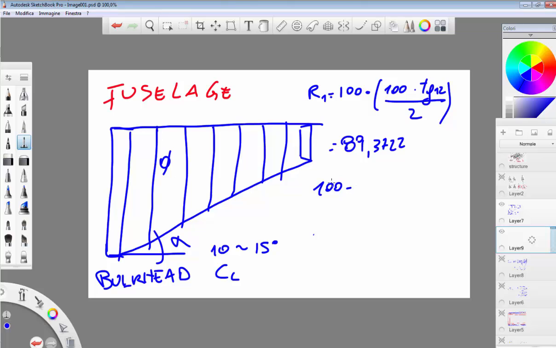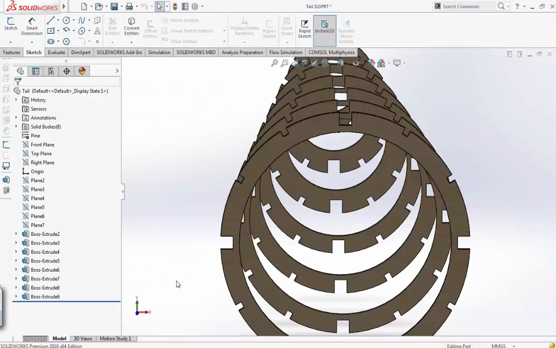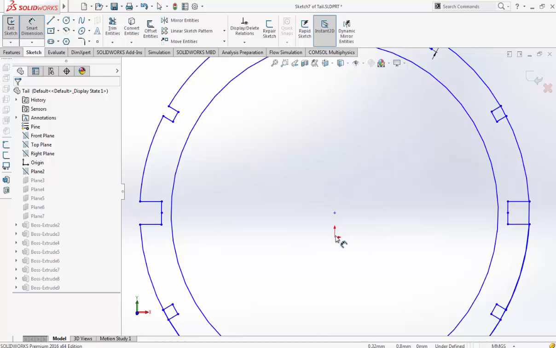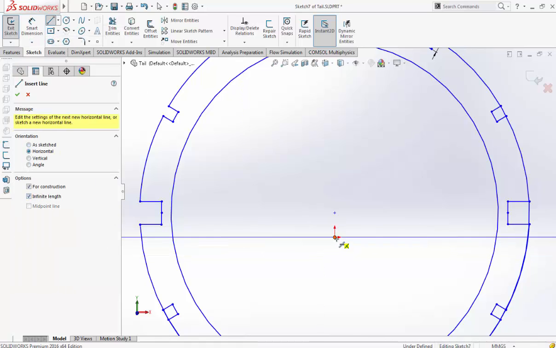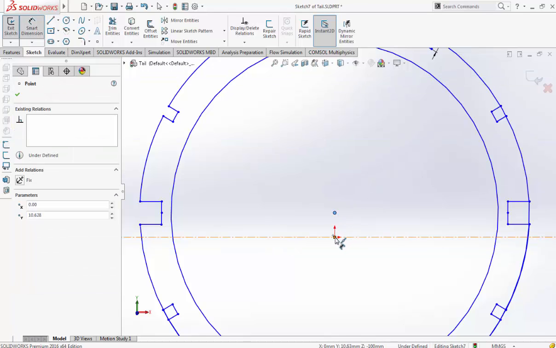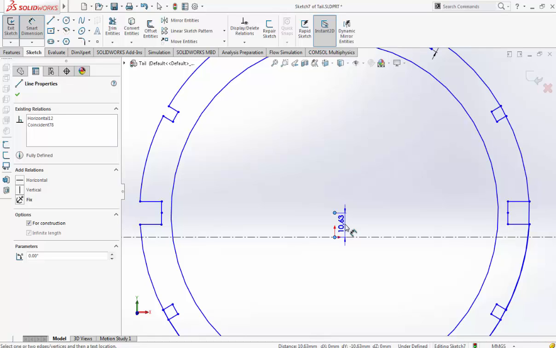The difference between this value, the radius, and 89.3722 corresponds to the height, to the difference between this point and this point. I will show you. Let's see. If we add this distance to 89.74 it gives 100.